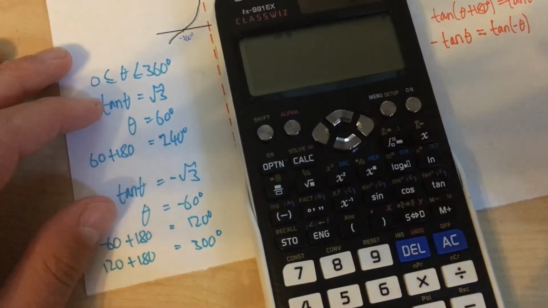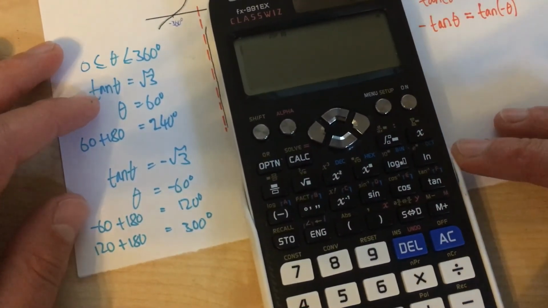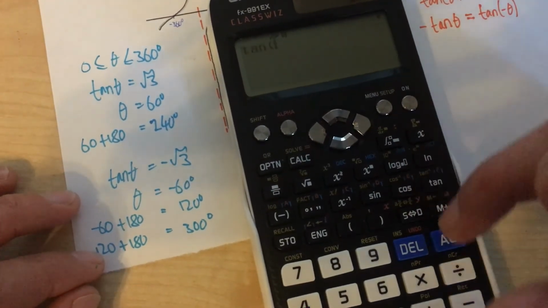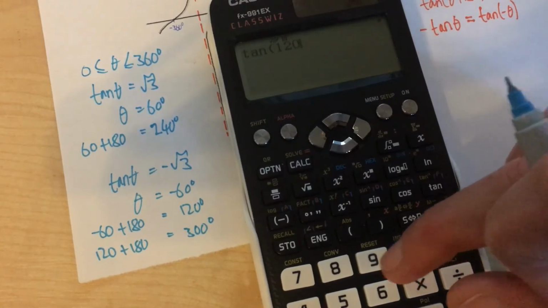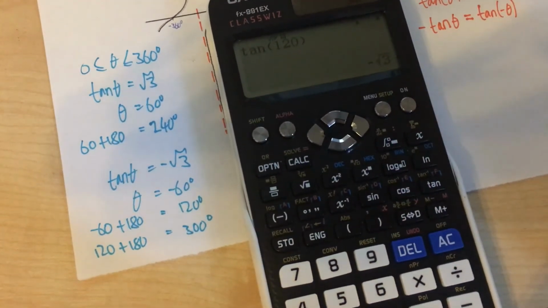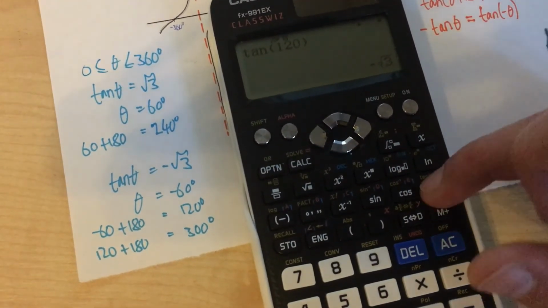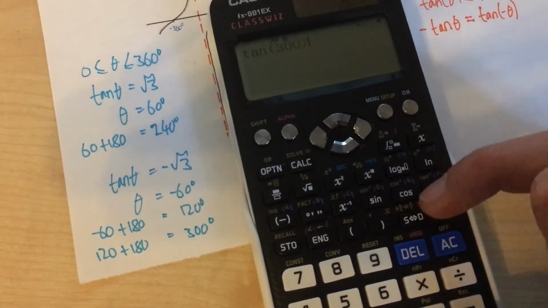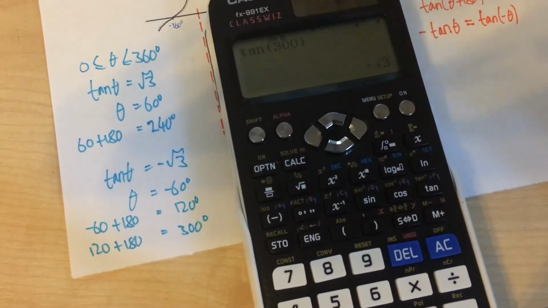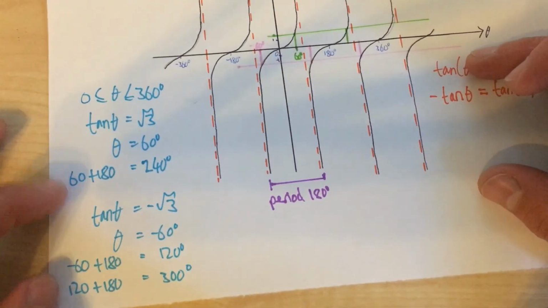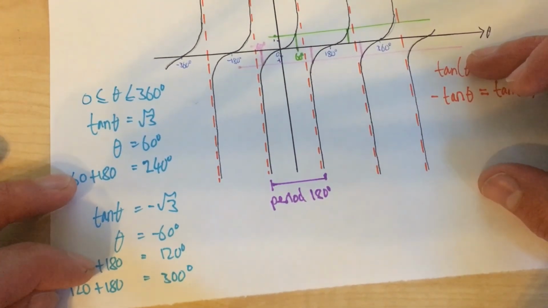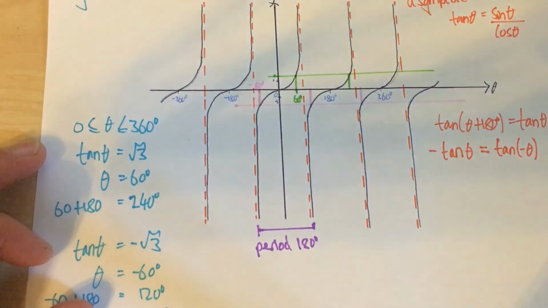Let's just check that on the calculator to finish. So tan of 120 equals minus root 3, brilliant, and tan of 300 equals minus root 3, brilliant. So to summarize, for tan, to find different solutions, we add or subtract 180 degrees.